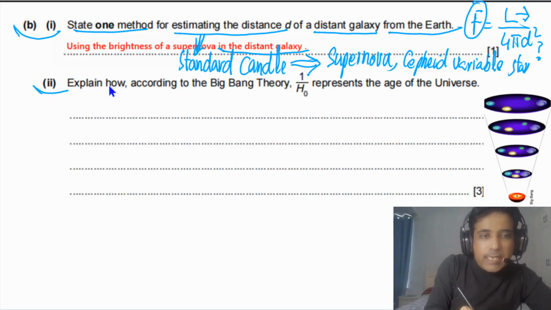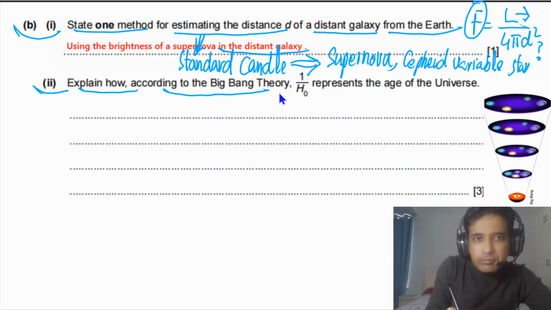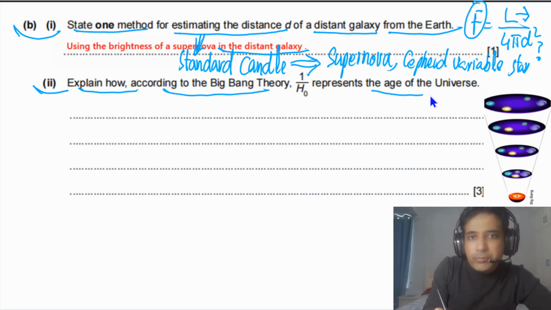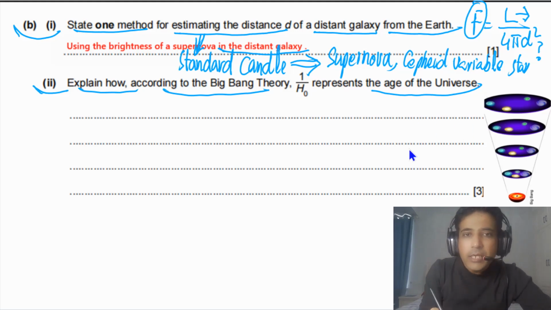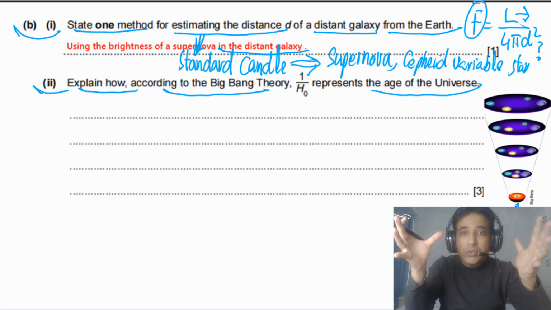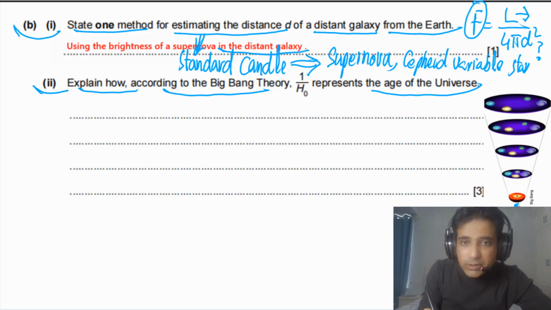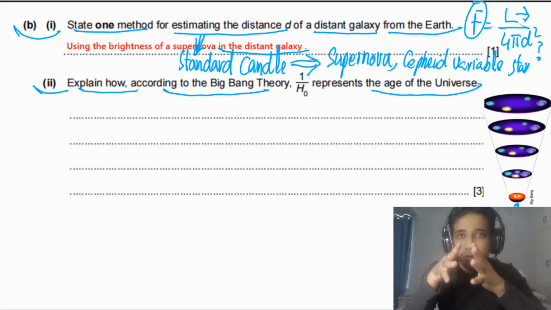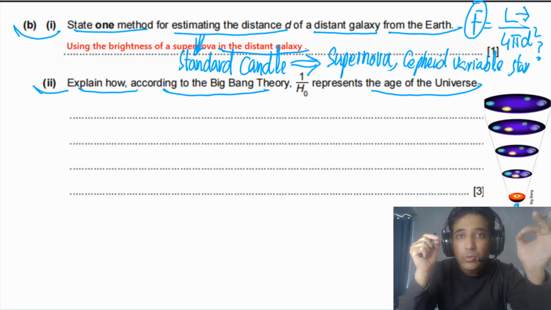Now if we go to the second part, we need to explain how, according to the Big Bang theory, 1 over h represents the age of the universe. According to the Big Bang theory, everything just started from a point. Matter and energy were concentrated at a single point. Then energy converted into matter, that is what we call the creation of the universe.